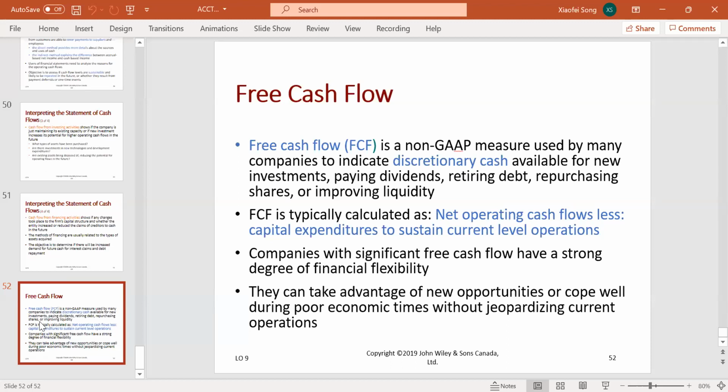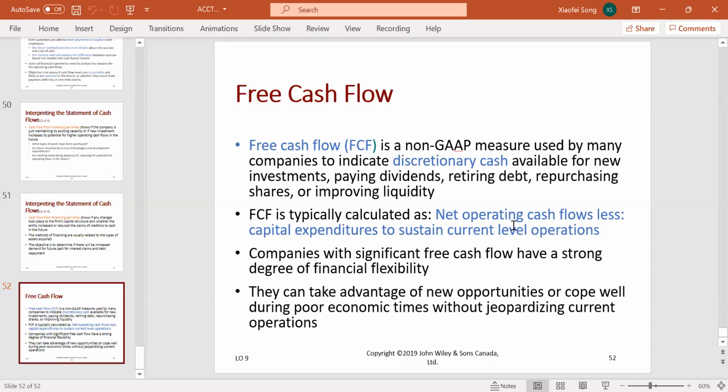Okay, so free cash flow is easy to compute. It's basically net operating cash flow minus the capital expenditure. The capital expenditure is different from cash from investing activity. This will be just the amount spent to purchase new PPE. So this is net cash flow minus capital expenditure to sustain the current level of operation. Not just whatever, but what you need to sustain the current level of operation.